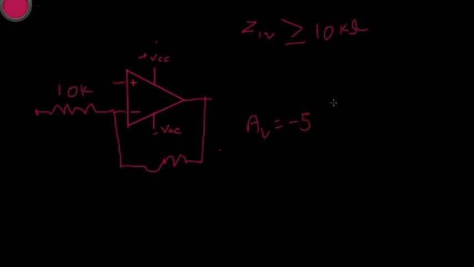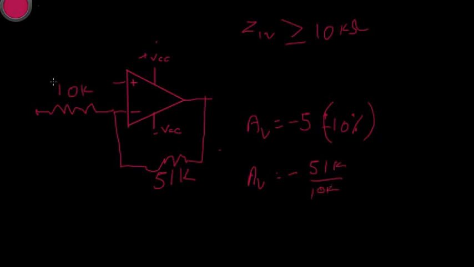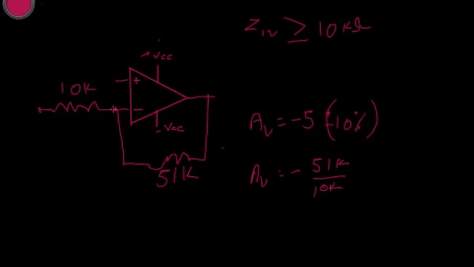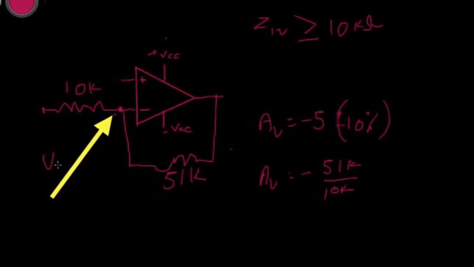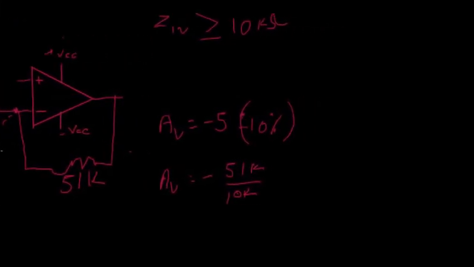Again, if it's not mentioned, this is going to be plus or minus 10% tolerance. What that would nominate for a resistor here would be a 51k ohm resistor. So again, my gain is close. A sub V equals minus 51k over 10k. And in the next example, we're going to see that we can exploit the fact that this point is at virtual ground. That's going to become very important to us.